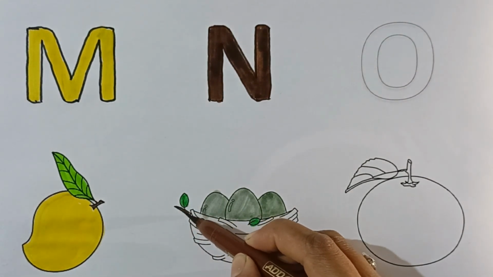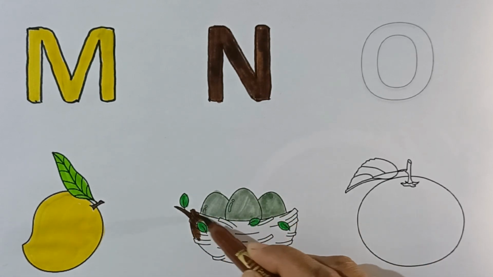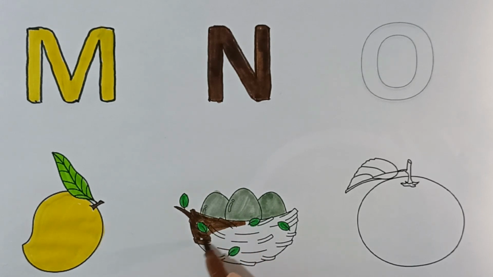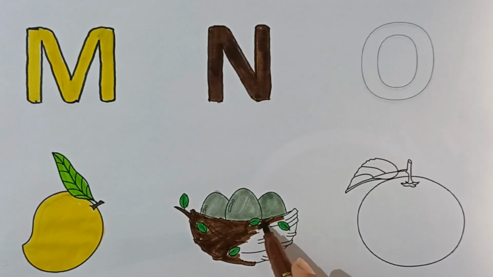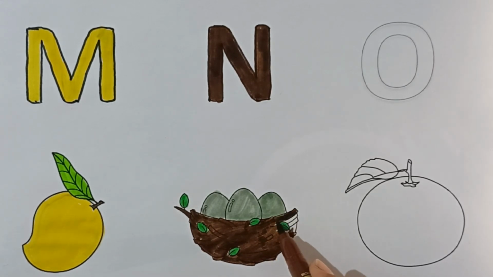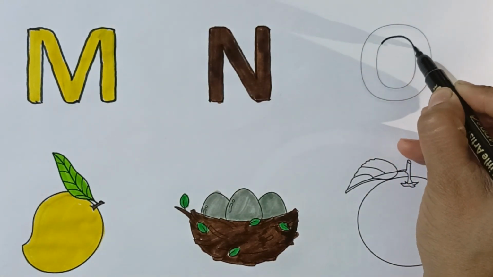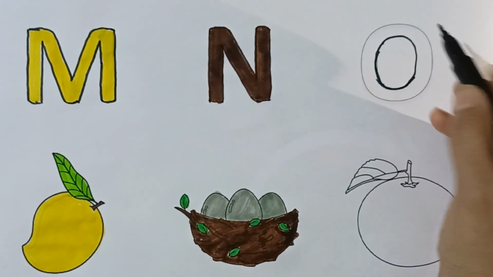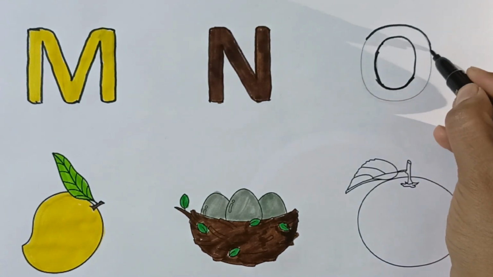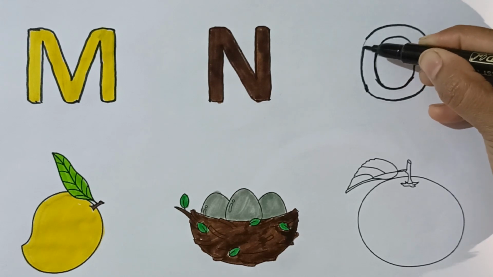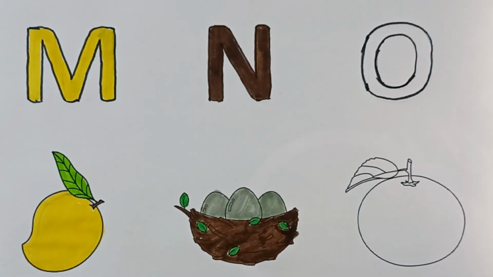N for nest. O for orange. Orange color is orange.